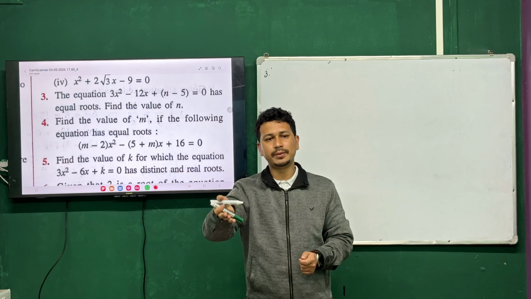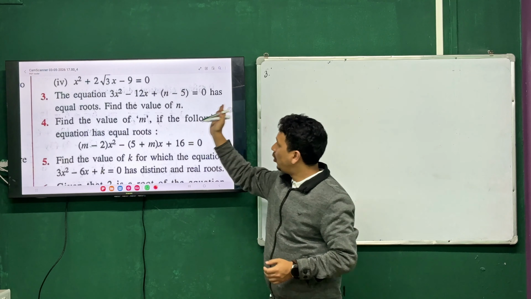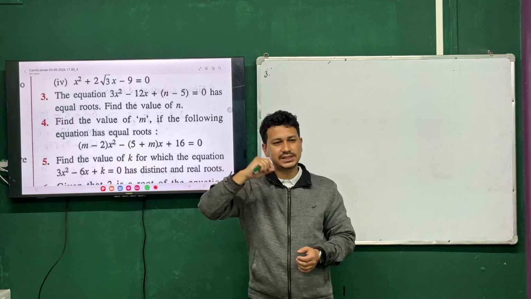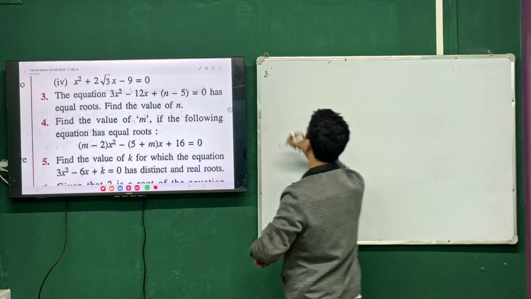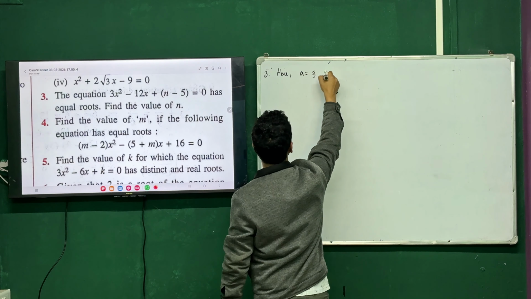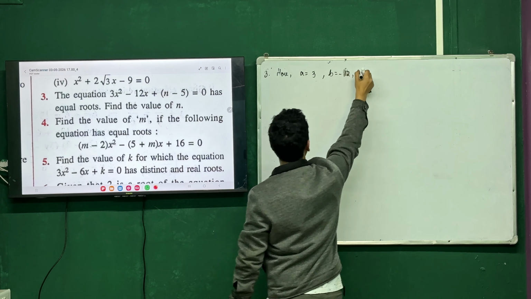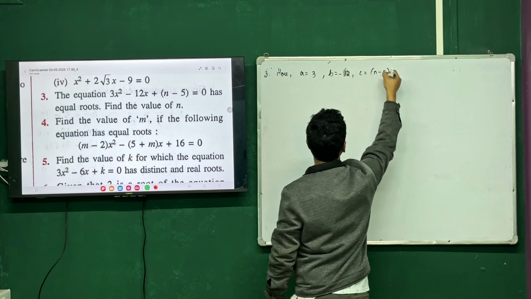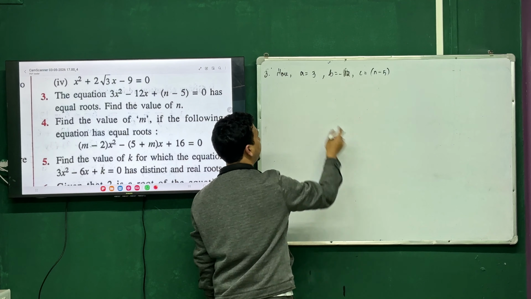Yes, that b square minus 4ac must be 0. Yes or no? Here we don't need to check. They have already mentioned that the roots are equal. If the roots are equal, that means they are basically trying to tell you that b square minus 4ac is 0. Okay, so we'll start from there. So here a is 3, b is minus 12, and c is minus 5. Right? Here we don't need to check.